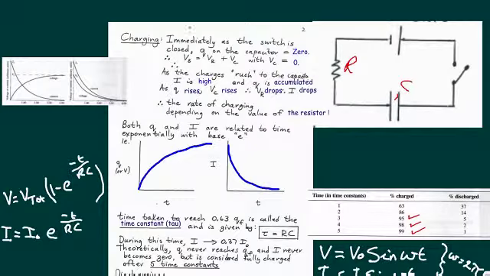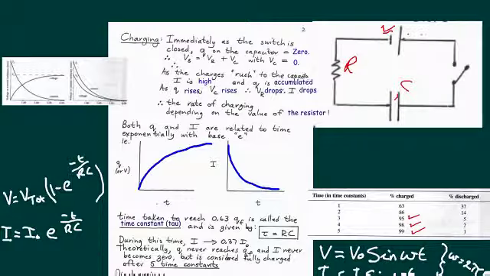When charging, immediately the switch is closed, charge in the capacitor would be 0, and the voltage of the supply will equal the voltage across the resistor plus the voltage on the capacitor. As charge is rushed to the capacitor, the current is high.